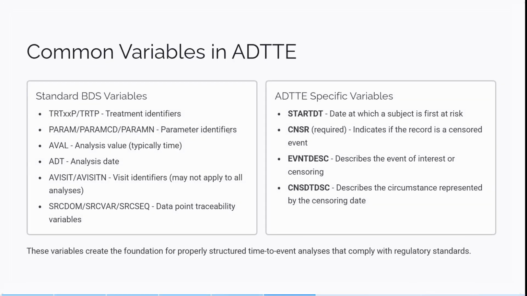There are some common variables in ADTTE. As I mentioned, they include the treatment identifiers, parameter identifiers, AVAL, analysis values, analysis date, analysis visit identifiers, and the source domain, source variable, source sequence, data point traceability variables. There are also ADTTE specific variables: start date, at which the subject is first at risk; censor, which indicates if the record is a censored event; and event description, which describes the event of interest or censoring. Censor date describes the circumstances represented by the censoring date. These variables create the foundation for properly structured time to event analysis that complies with regulatory standards.